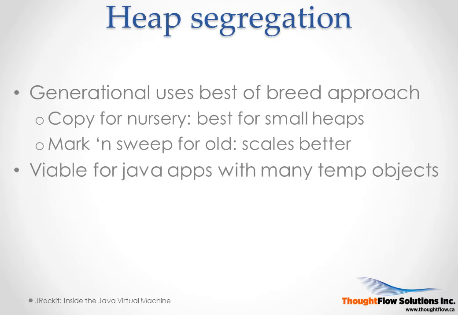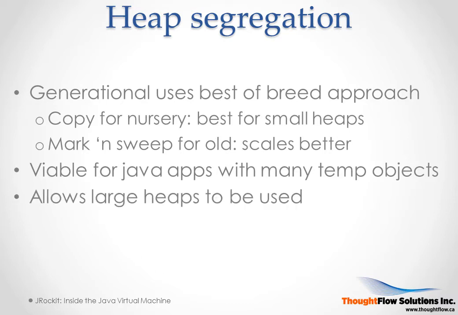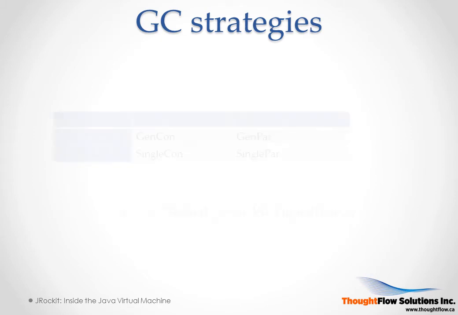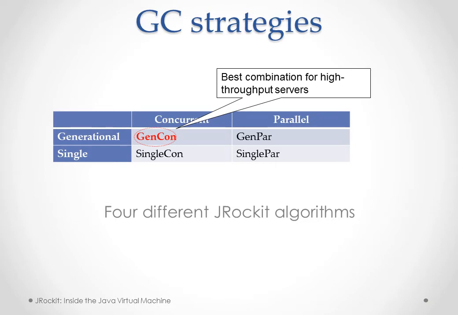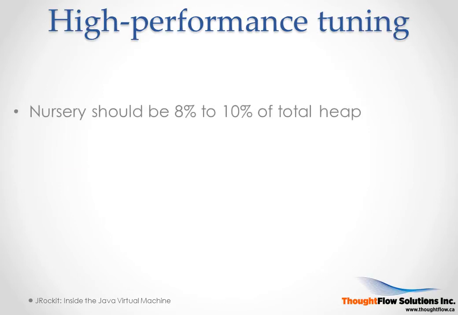in the generation. This is a very viable strategy for Java apps with many temporary objects, which is the case in object-oriented languages such as Java, which create many temporary objects. This works very well in that case. It also allows large heaps to be used, which is very useful, of course. When we combine this together, we get 4 different types of JRockit algorithms, and GenCon happens to be the best for high throughput servers. So it's a nice compromise between everything.